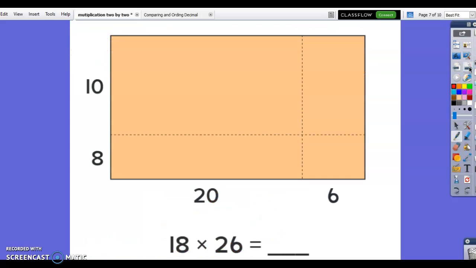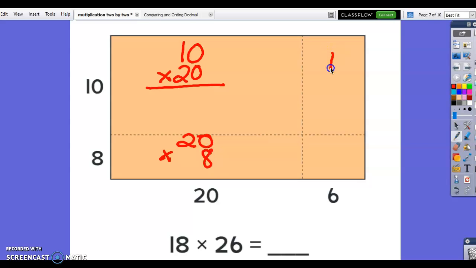And again, I am going to switch the screen so that y'all can see it a little bit more clearly. Make sure you have your area model drawn like this. And then inside of it, I'm going to recopy 10 times 20, or 20 times 10. And you can write it in reverse, it doesn't matter. 20 times 8. This is going to be your 10 times 6. And then your 8 times 6.